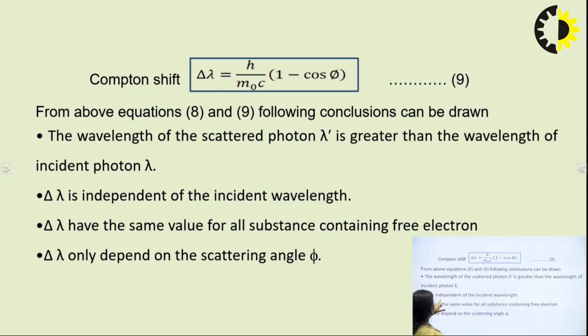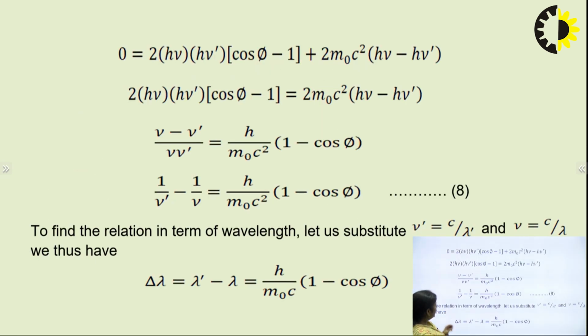Secondly, delta lambda is independent of the incident wavelength. Delta lambda is independent of the incident wavelength because you can see that it is h upon m naught c times 1 minus cos phi. There is no term of the wavelength here. That is why it is saying that it is independent of the incident wavelength. Delta lambda has the same value.